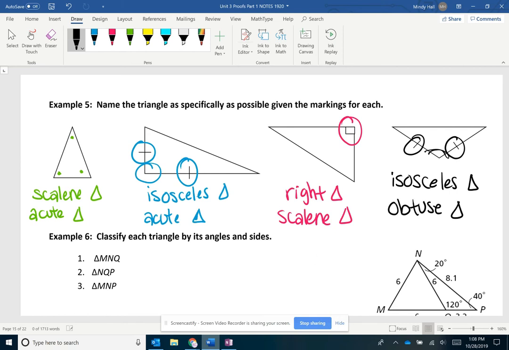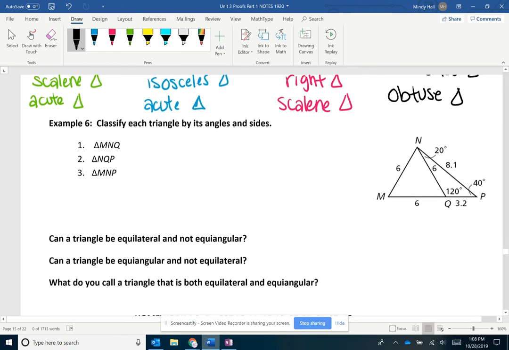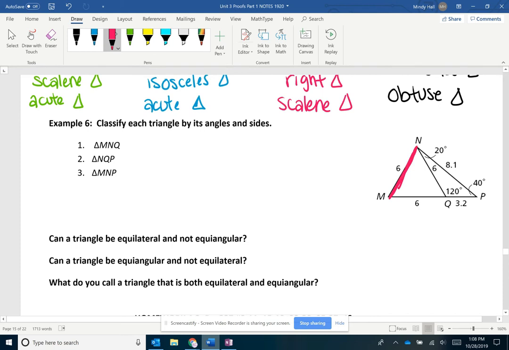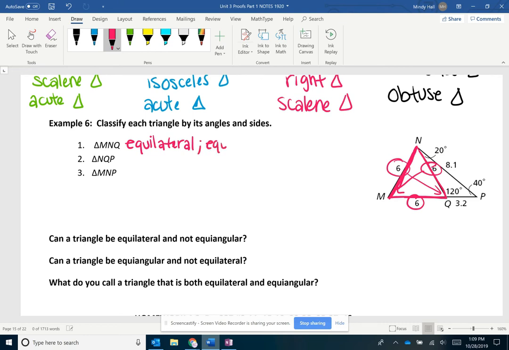Okay. So then we want to classify each triangle by its angles and sides. So if we start with MNQ, M to N to Q, right in here. This triangle, if you notice, is 6, 6, and 6. So this is an equilateral triangle. And if these are equal, that also means that their opposite angles are equal. So this is also equiangular, which is a tongue twister. Equiangular.